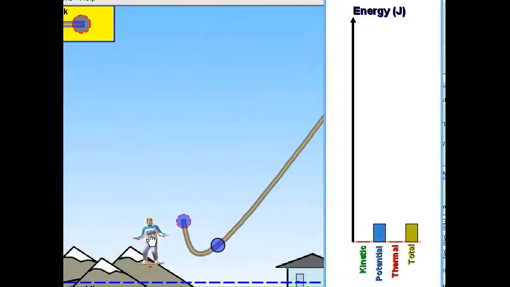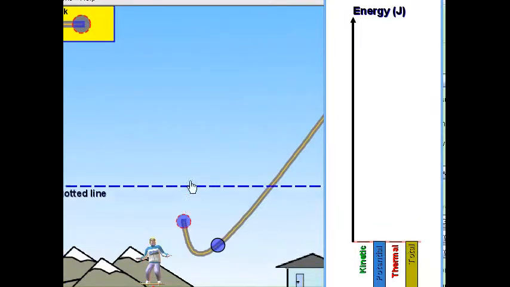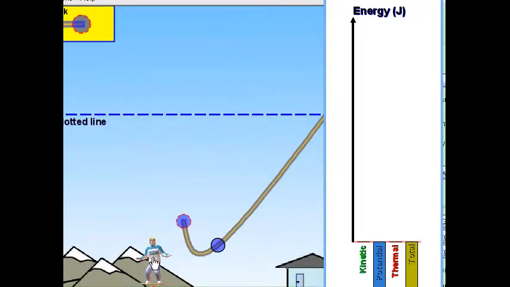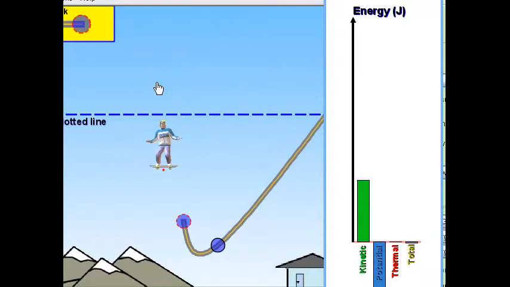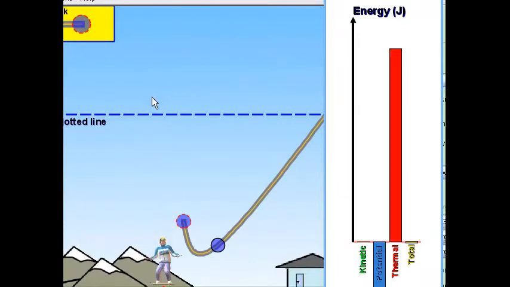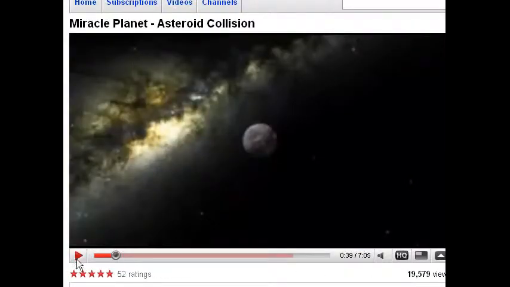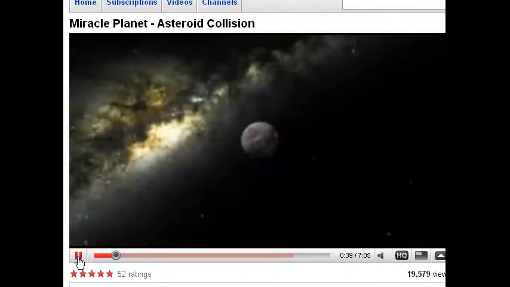Now I can also do things like move this reference line, for example, and I can see his potential energy here is shown as being negative up until I get him up to the reference line. And then when I drop him, potential energy declines, and I consider it negative just because I've chosen that as a reference line. But what happens when something is coming from a long way from the Earth?